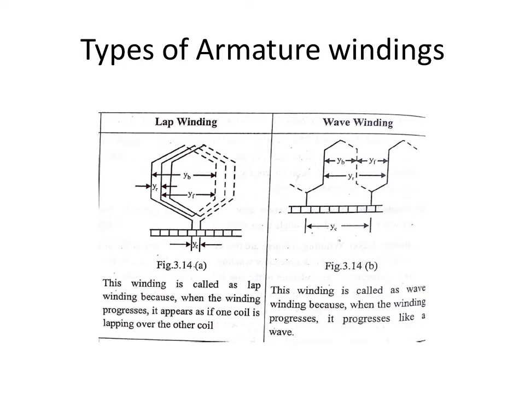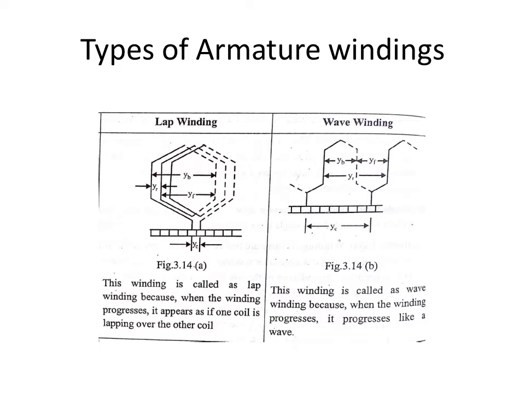So today we will discuss the types of armature winding. The armature winding is a rotating part, with the conductors placed in the slots on the armature structure. There are two types of windings in the armature. One is lap winding, and the other is wave winding. In lap winding, as the winding progresses, it appears as if one coil is lapping over the other coil.